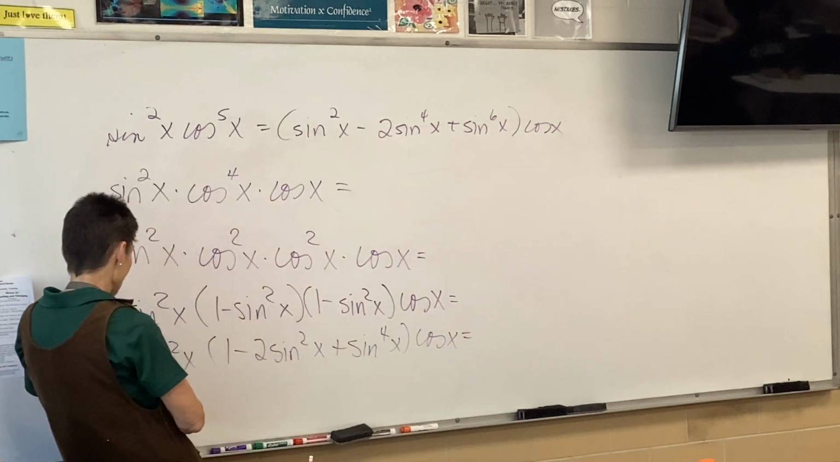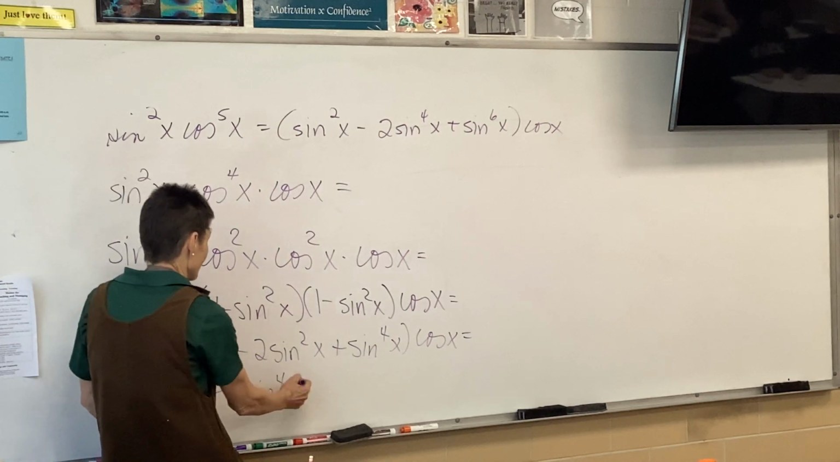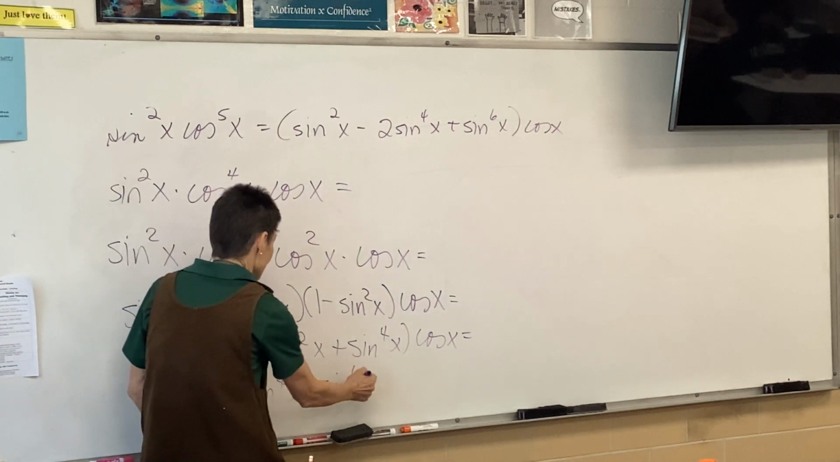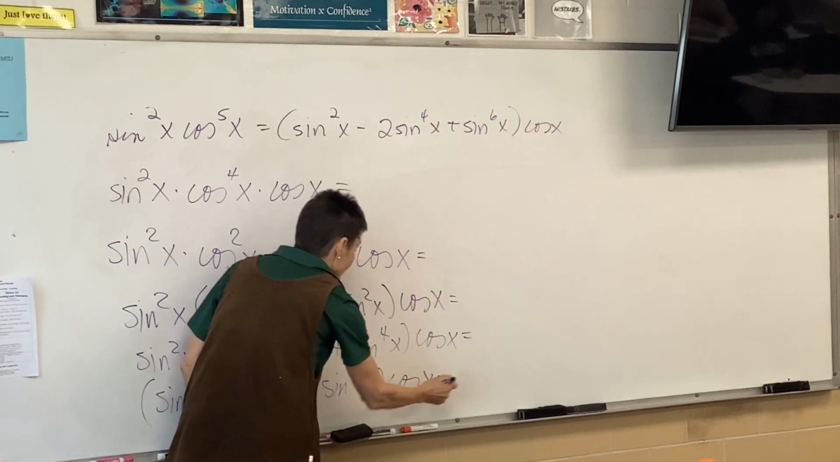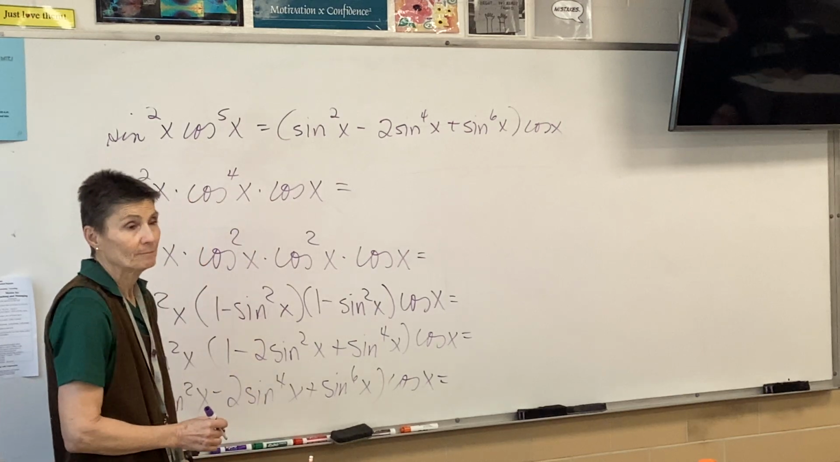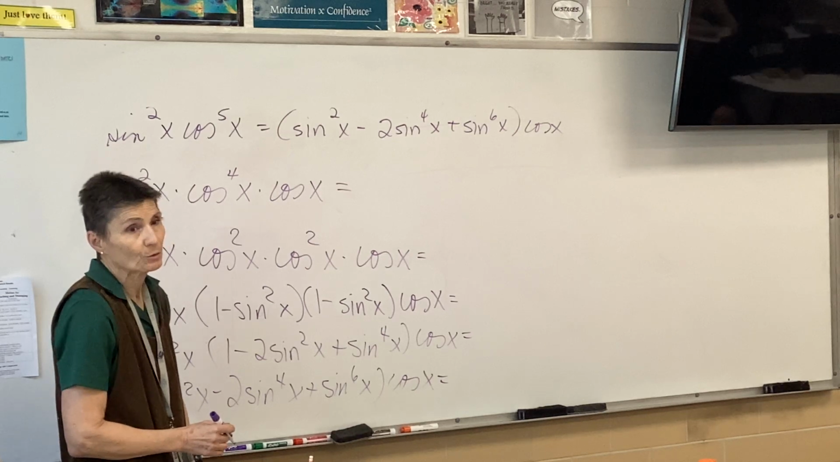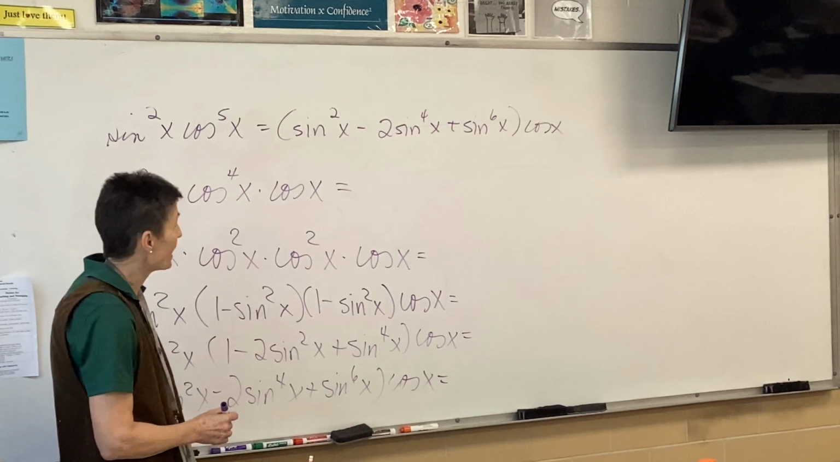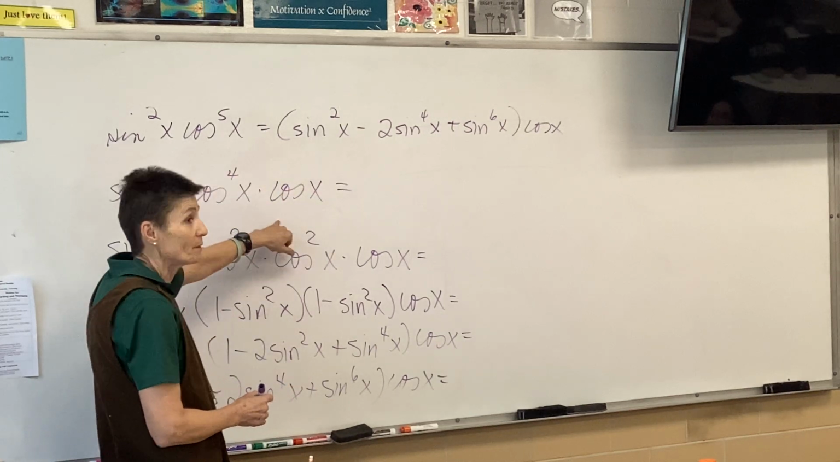Wow, pretty slick. Sine squared minus 2 sine to the 4th plus sine to the 6th, all times cosine. Good plan. And she had a reason for doing what she did. Did everybody catch that? She said, look, I'm only supposed to have one cosine, so we'll peel that off.